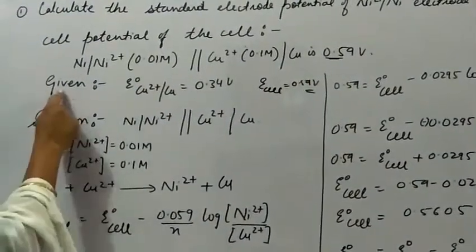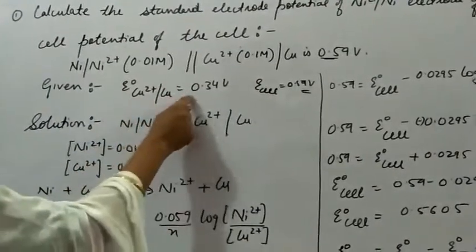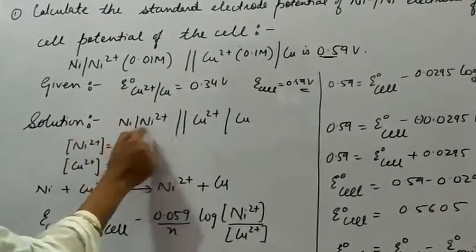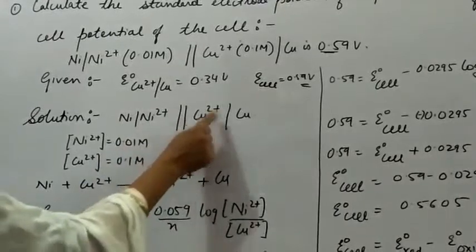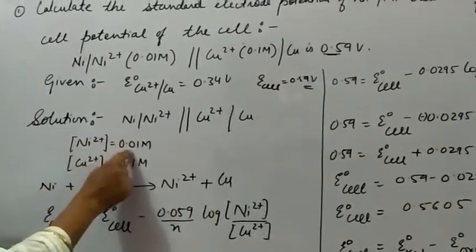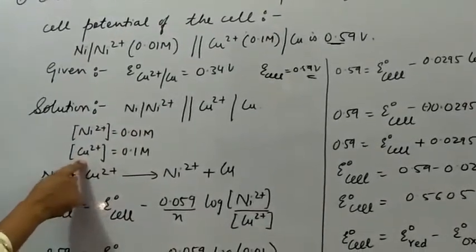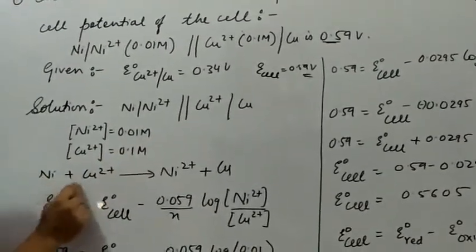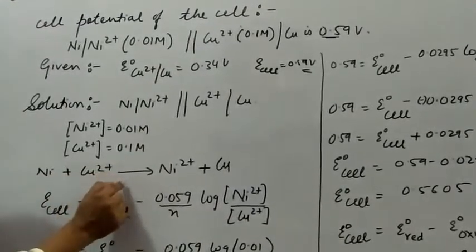Right. Now in the question it is also given the standard electrode potential of the copper electrode. It is 0.34 volt. Now first of all we will write down the cell representation. Ni half cell Ni2 positive, salt bridge, copper ion, half cell copper. Then what is given to us? The concentration of nickel ion is given to us as 0.01 m, and the concentration of copper ion is given as 0.1 m.